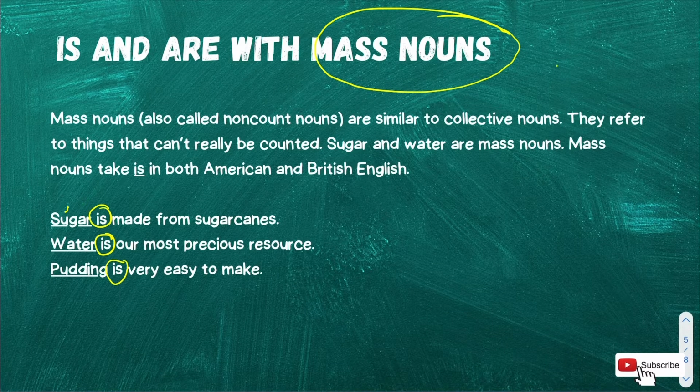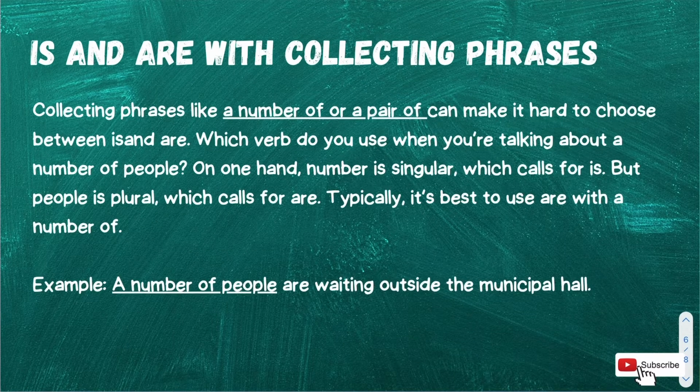Alright. Next, is and are with collecting phrases. So collecting phrases like a number of, this one, or a pair of. So mga phrase sila, group of words. Can make it hard to choose between is and are. Which verb do you use when you're talking about a number of people? On one hand, number is singular, which calls for is. True, when you say number, singular siya, di ba? Okay? But people is plural, which calls for are.